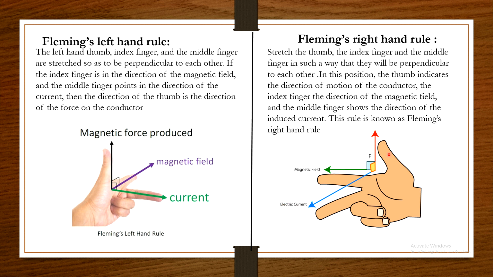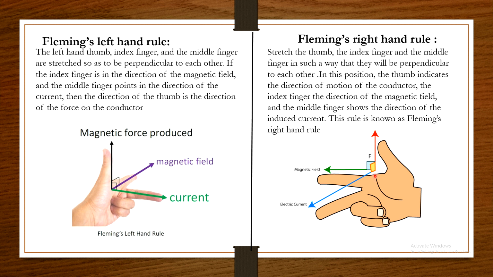In Fleming's right hand rule, first force is applied on the conductor. For example, take a generator. There is an easy trick to understand that Fleming's right hand rule is applied in a generator: in the spelling of generator there are two Rs, and in Fleming's right hand rule also there are two Rs. So Fleming's right hand rule is applied for generators.